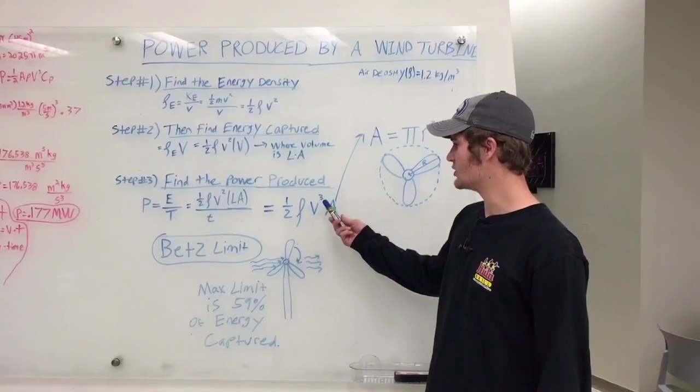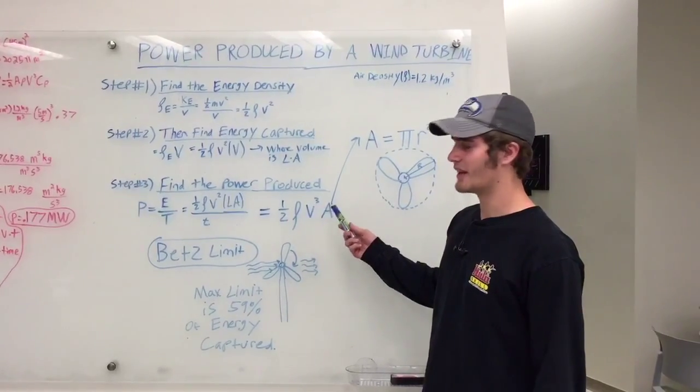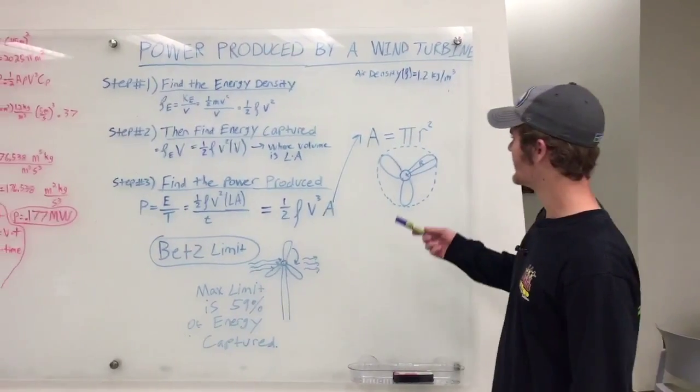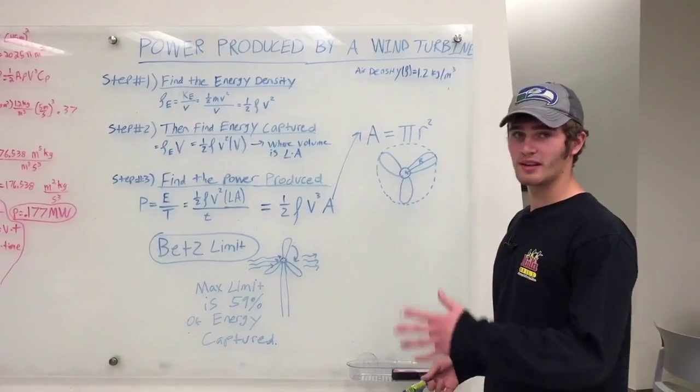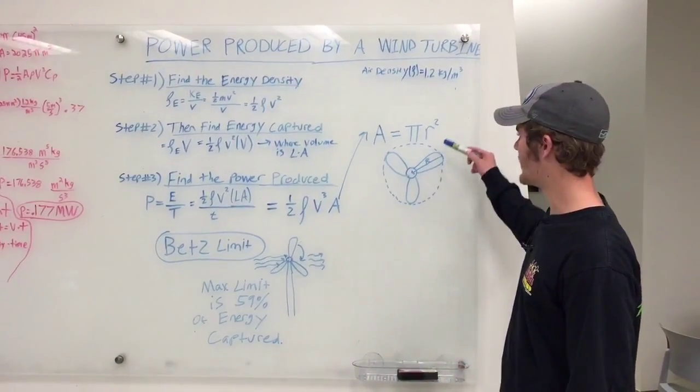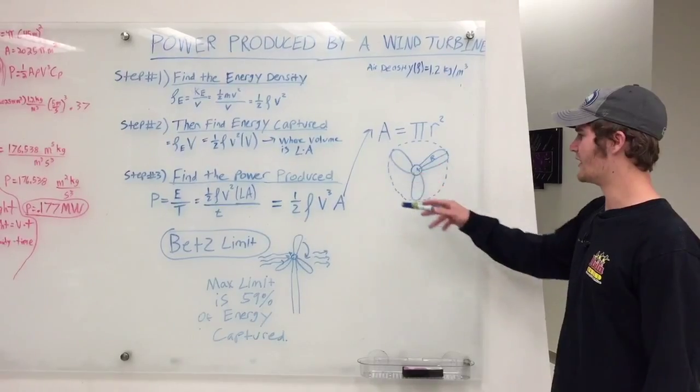So you're going to have velocity cubed times area now. And the area is the area of the sweep length of the whole turbine. So you're going to have pi r squared. As you can see here, it's just all the area it covers.